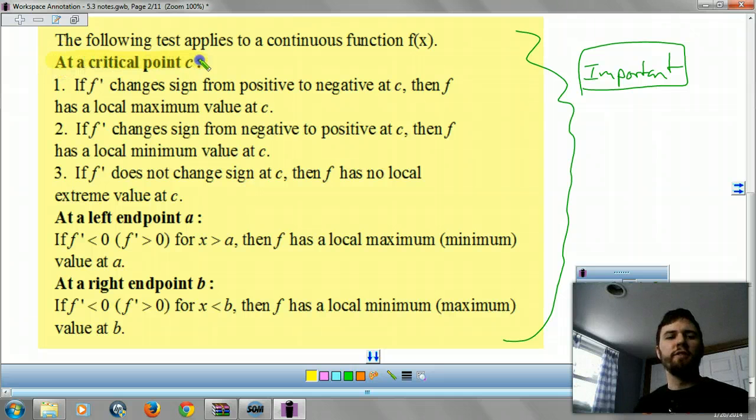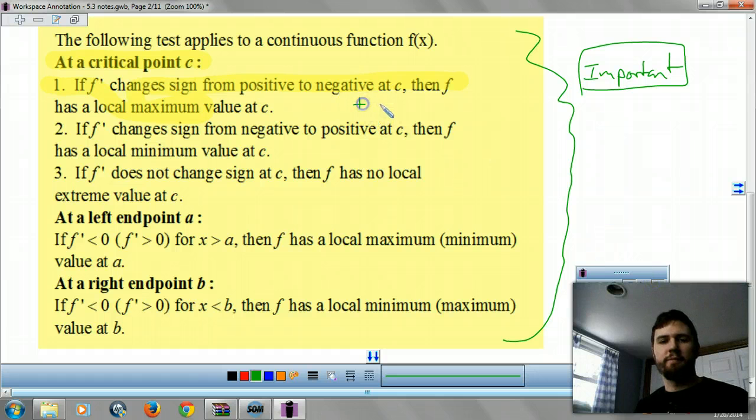Wherever your derivative equals 0 is a critical point. I do believe we've talked about that before. If your derivative goes from positive to negative at c, you have a max. So if you go from positive to negative, you have a max, because you went from an increasing slope to a decreasing slope. So it creates one of those bumps, you got a max.